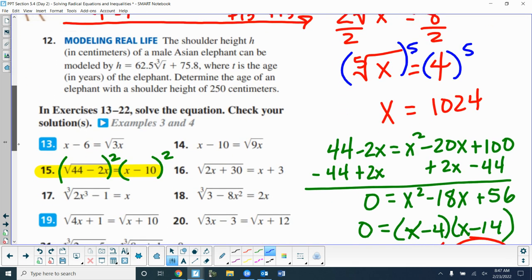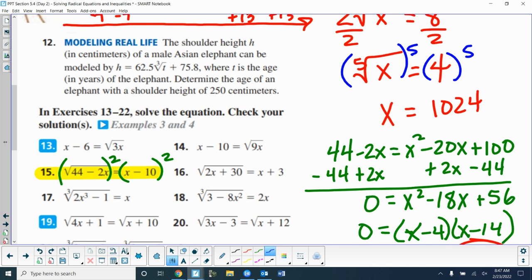All right, how about 12? That one we're just going to put 250 over here on the left for h and then solve it. The answer is 21.7 years. 14 is 25. 16 is 3. 18 is 1/2. And 20 is 15 halves, which is 7.5. For 20, all you got to do is square both sides, and you just get 3x minus 3 equals x plus 12, and just go from there. Okay. Anything else you want to go over?